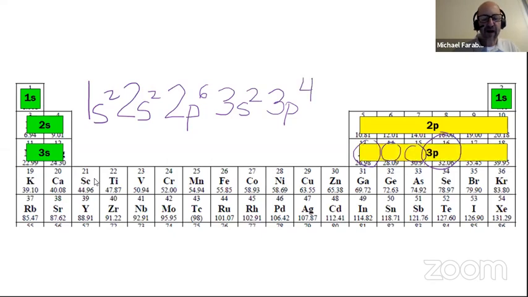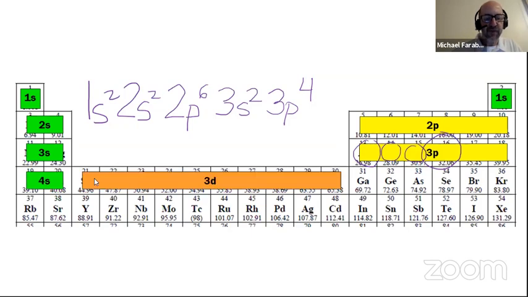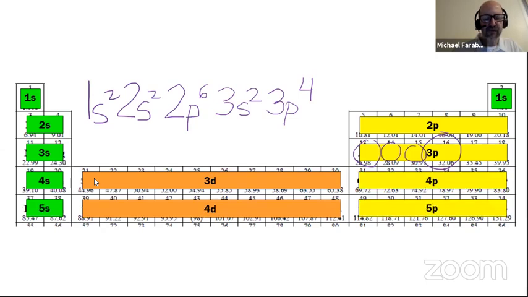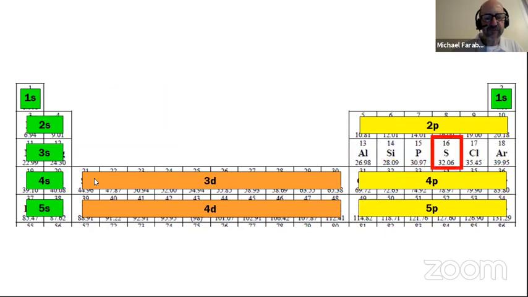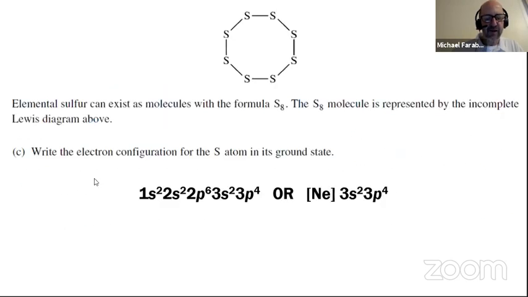And just to remind you that after 3p, you would have 4s, and then 3d for the transition metals in the middle there, and then 4p, and then that pattern continues, 5s, 4d, 5p. So again, hopefully that's the way you think about electron configurations. So I've got my electron configuration for sulfur, and it's going to be either the full configuration, or I could put neon in brackets to abbreviate these 10 electrons and write neon, and then 3s2, 3p4.